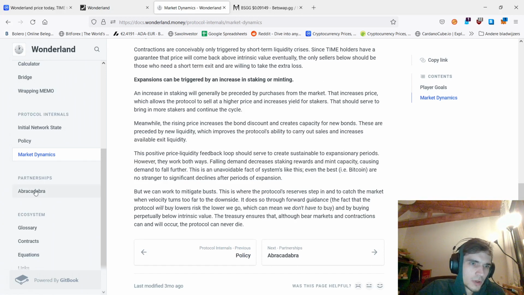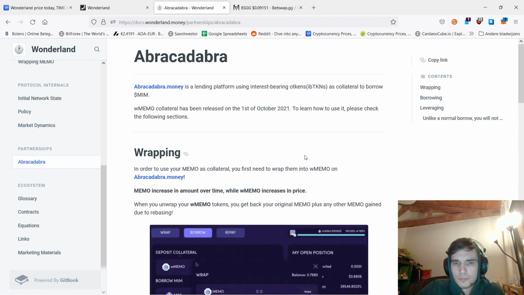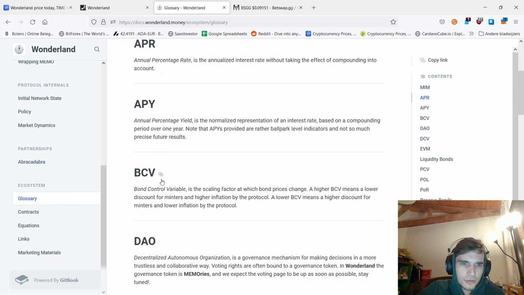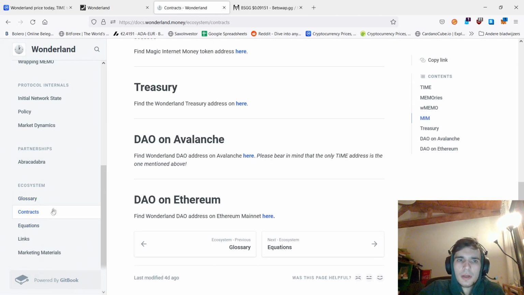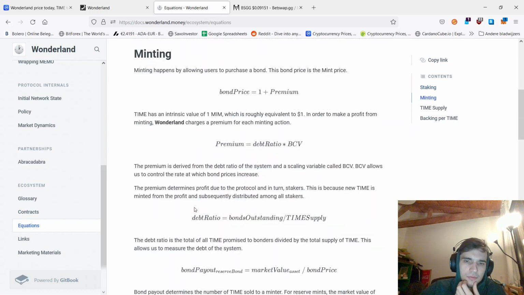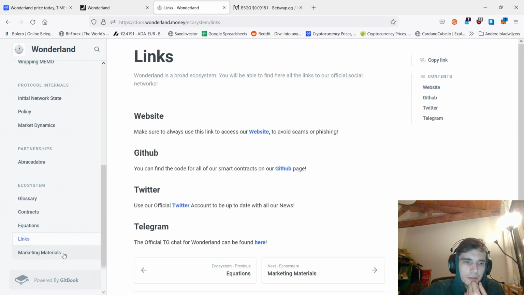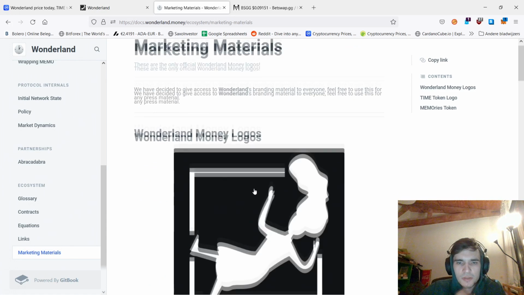So basically everything we talked about before. Abracadabra is another project of this interesting ecosystem, but we'll talk about it a different time. The glossary, you can go through it if you're really interested, but I think it's more important to know how it's working than to know the equations and what everything is called. Links are definitely interesting, but I guess they can also be found on their web page. So I think that's it for the documentation.